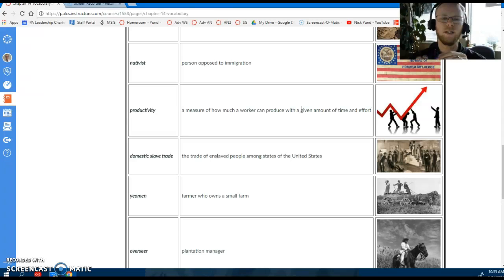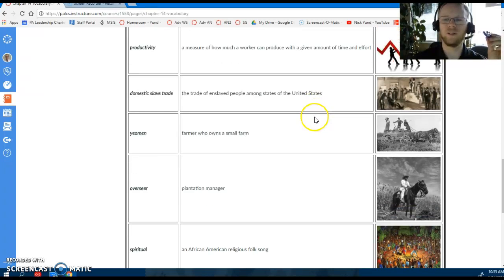The domestic slave trade is the trade of enslaved people among states of the United States. So there's a point where there's no more slaves coming in from Africa, but there is still the trade of slaves within the United States. That is domestic slave trade. A yeoman is a farmer who owns a small farm. Typically we're talking about the South here.